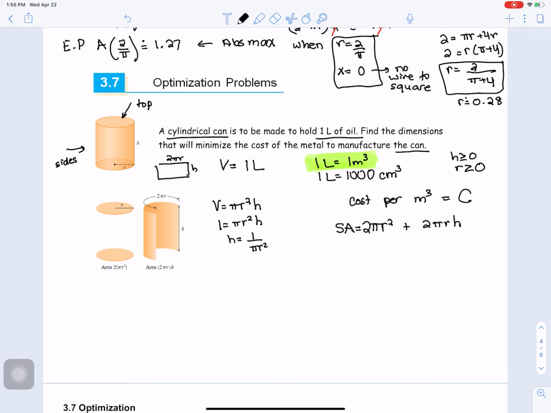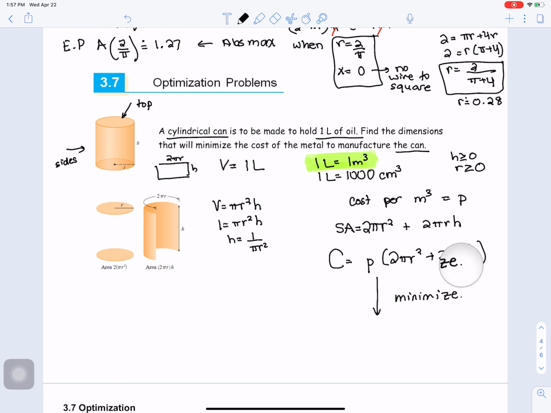So actually, what I'm going to do is call the cost per meter cubed little p. So I'm trying to minimize the cost, which I'm going to call capital C, and it's going to work out to little p times 2 pi r squared plus 2 pi r h, and then this is the equation that I would go ahead and maximize or minimize, in this case minimize, so take the derivative, set it equal to 0, find the critical points, and so forth.